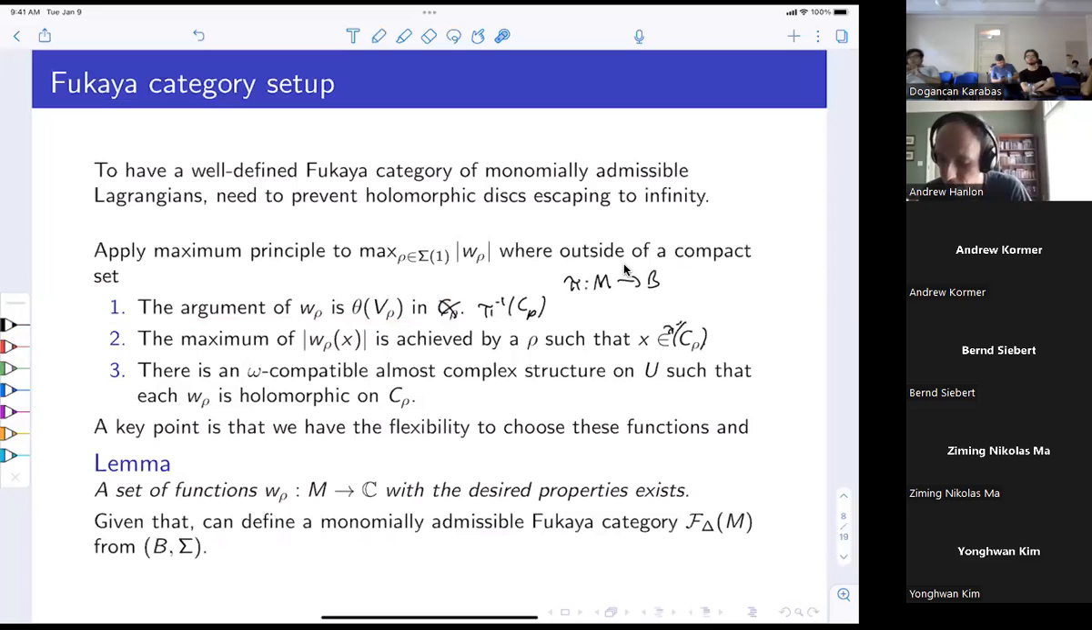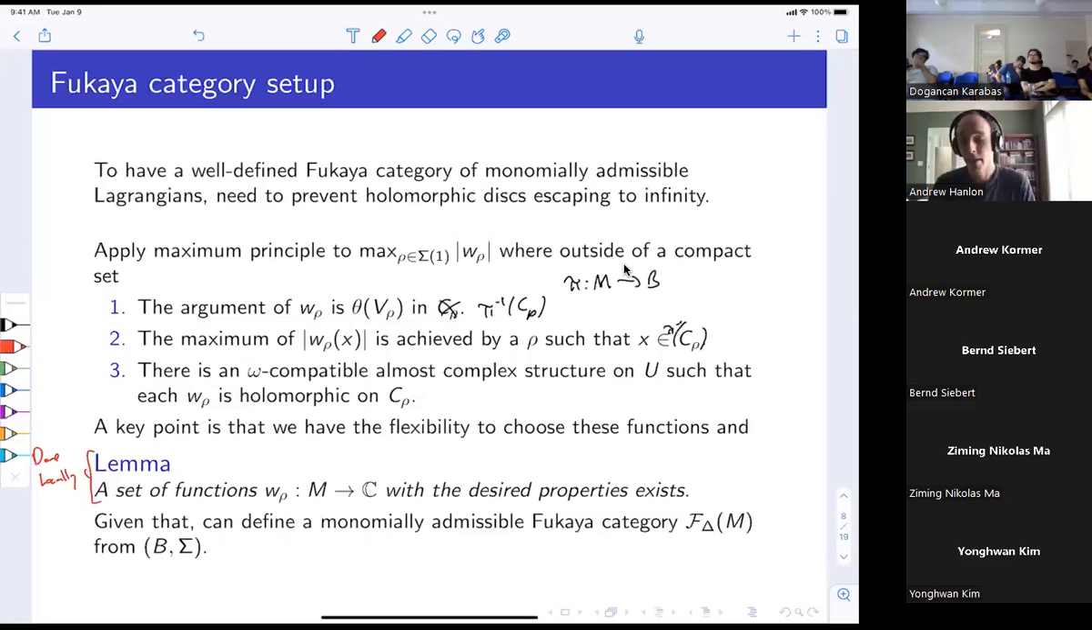Okay, and then the last point is just that these W_rho are locally holomorphic for some not necessarily integrable almost complex structure. So the key point of taking this approach is that you can choose these functions W_rho, so you don't actually have to do any discounting on the mirror. You can just use the SYZ base, and this lemma that they exist is done locally.